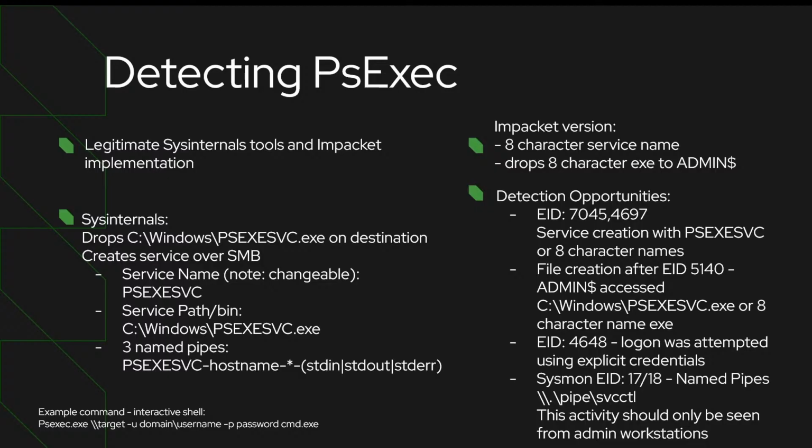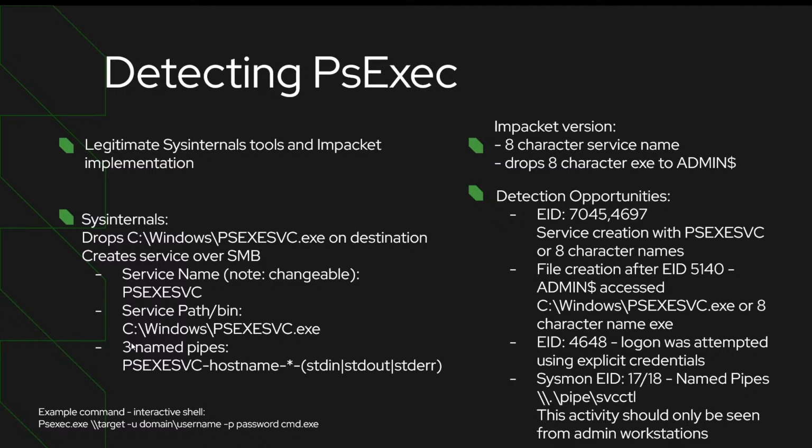Diving into how this works at a lower level, if you're looking at the Sysinternals, the Microsoft version, this is the process it goes through. Originally, it goes to C:\Windows on the destination host and drops the PsExec service executable on the remote system in this location, and then it creates a service over SMB. So it remotely creates a service on that destination. The service name is going to be PsExecService, which you can change with some command line arguments, and the path points to the executable that was originally dropped. Another point to notice is that it creates 3 named pipes to facilitate command execution.